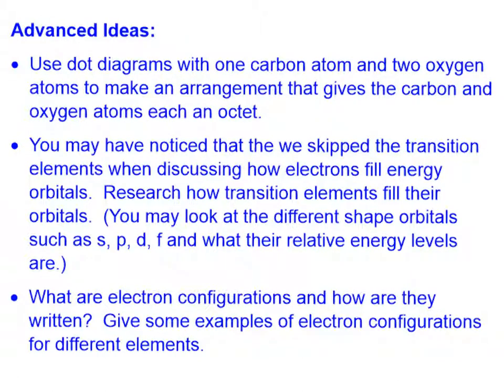Some advanced ideas use dot diagrams with 1 carbon atom and 2 oxygen atoms to make an arrangement that gives the carbon and oxygen atom each an octet. Also, you may have noticed that we skip the transition elements when discussing how electrons fill orbitals. Research how they might be filling their orbitals. You might look at the different shape orbitals, such as s, p, d, and f, and what their relative energy levels are. You can also look up what quantum numbers are.